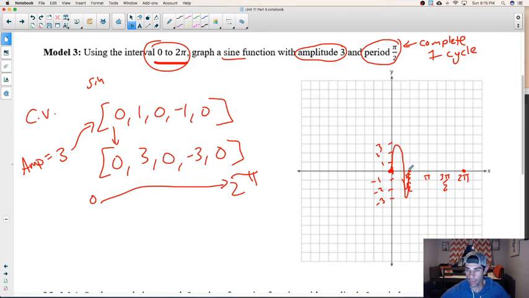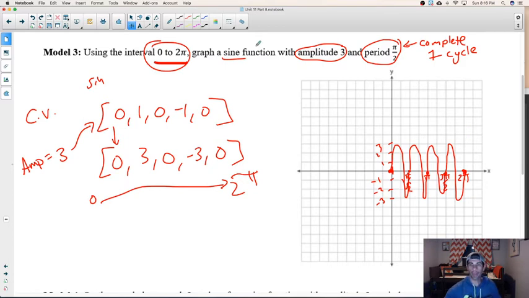Then you have to do it again, back to pi. Then you do it again, back to 3 pi over 2, and again. So I go up to 3, down, complete the cycle. Up to 3, down, complete the cycle. Now again, these have to all fit here. Up, down, back up. That's a rough one. Very tight.